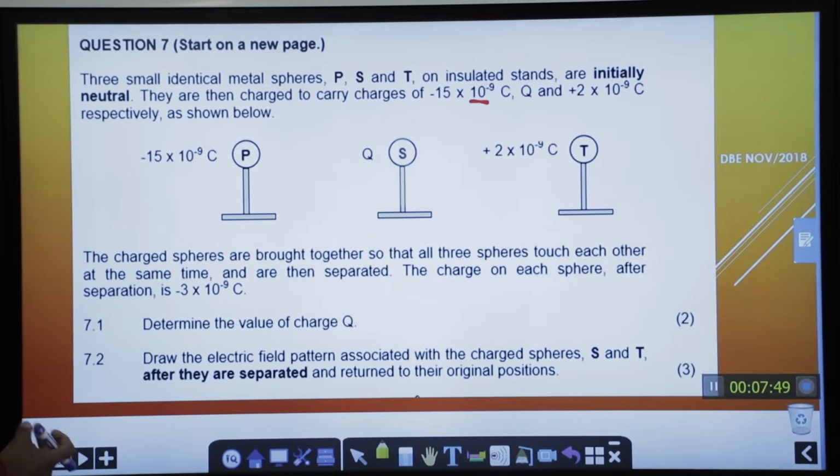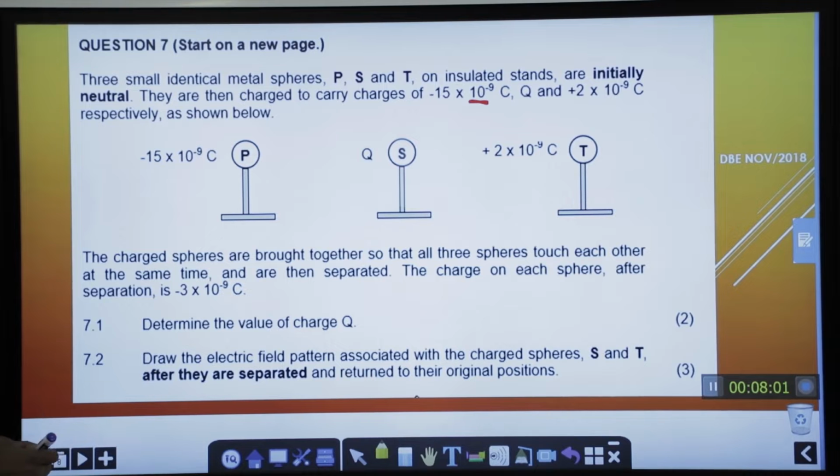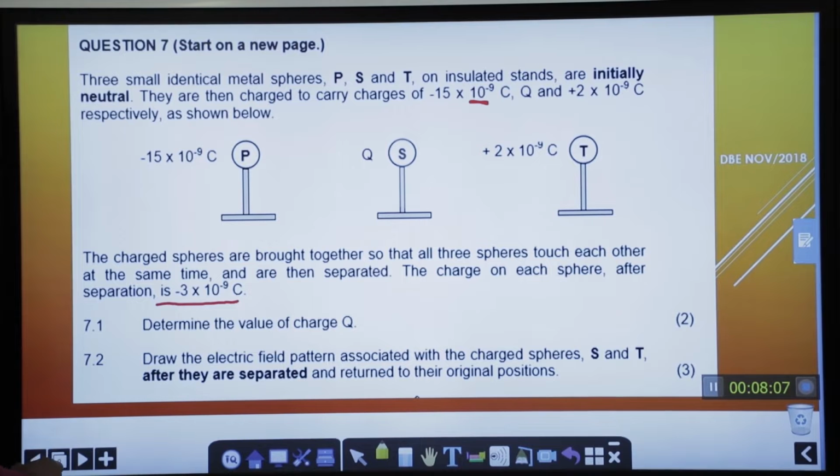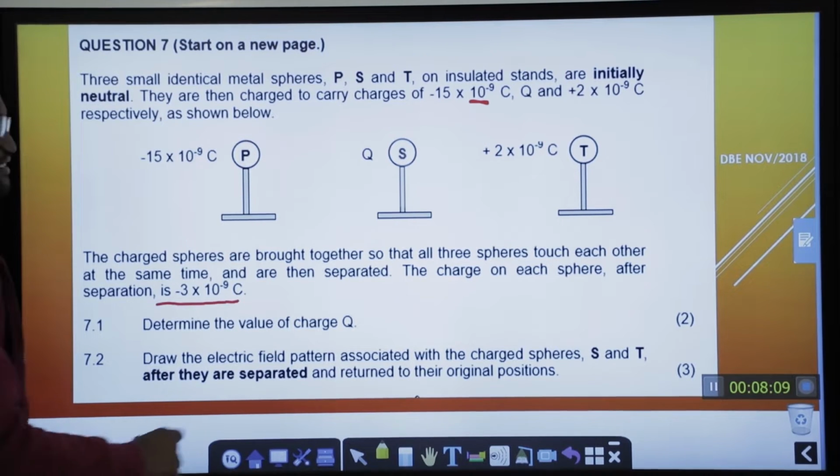The charged spheres are brought together so that all 3 spheres touch each other at the same time, and then they are separated. The charge on each sphere after separation is now minus 3 times 10 to the power negative 9.